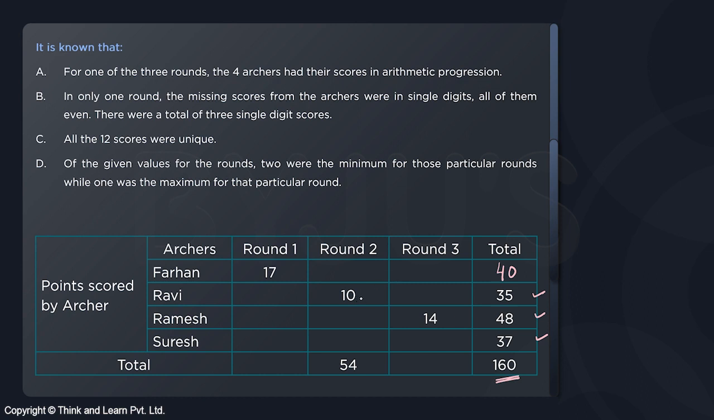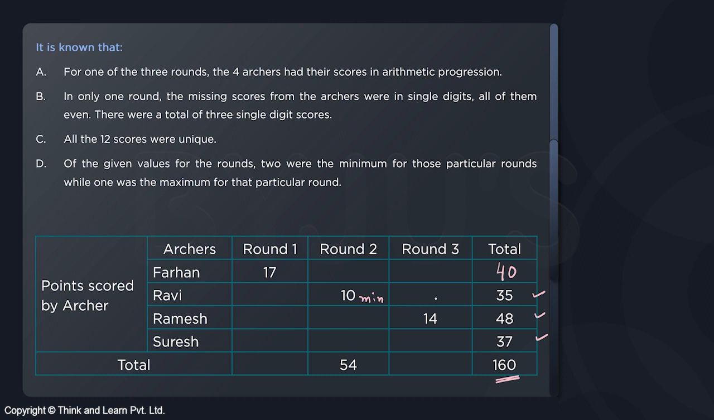Can I surely say that 10 must be minimum? Reason? Because if 10 is maximum, how can 4 numbers add up to 54? I hope you are getting my point. If 10 is the maximum among the 4 numbers, how can the total be equal to 54? This is impossible. So 10 must be the minimum score. What about 14 and 17? Currently, we can't say about 14 and 17, which one is minimum, which one is maximum.